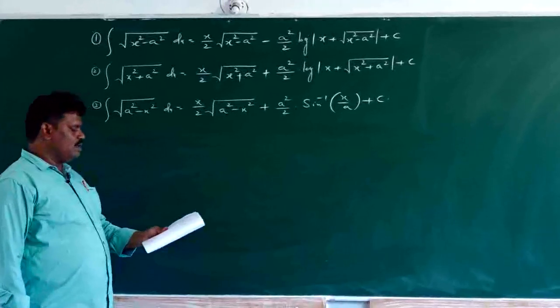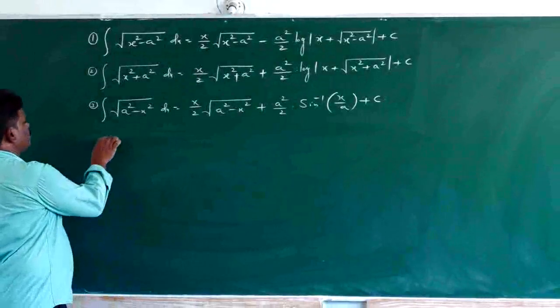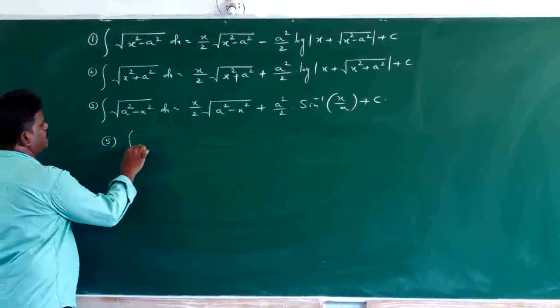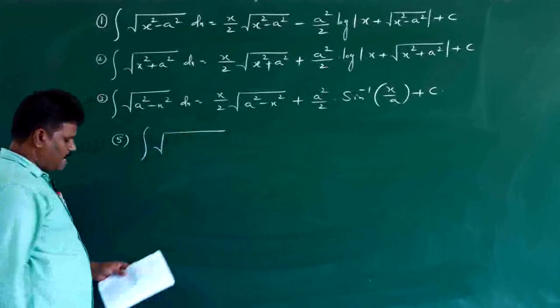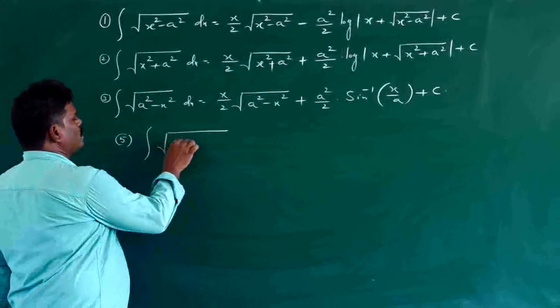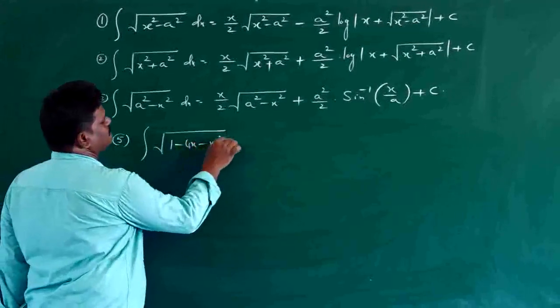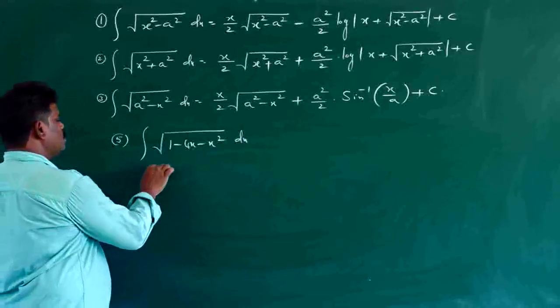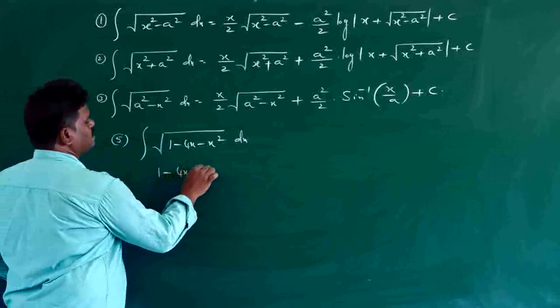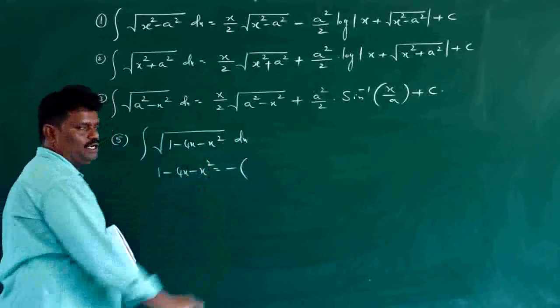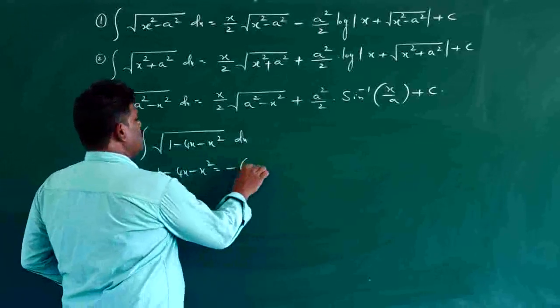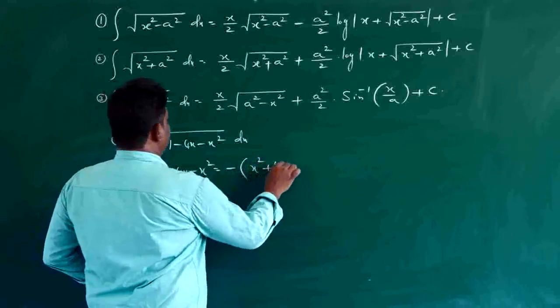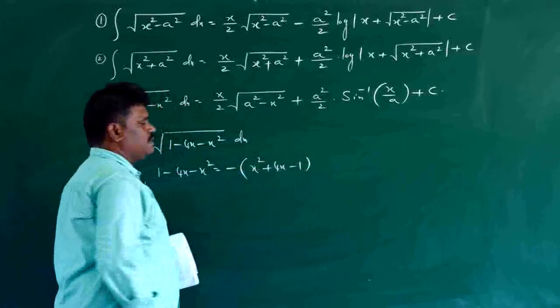Right, next one, fifth one, same model: integral of square root of 1 minus 4x minus x square dx. Okay? Now if we take 1 minus 4x minus x square, it is equal to minus of x square plus 4x minus 1.